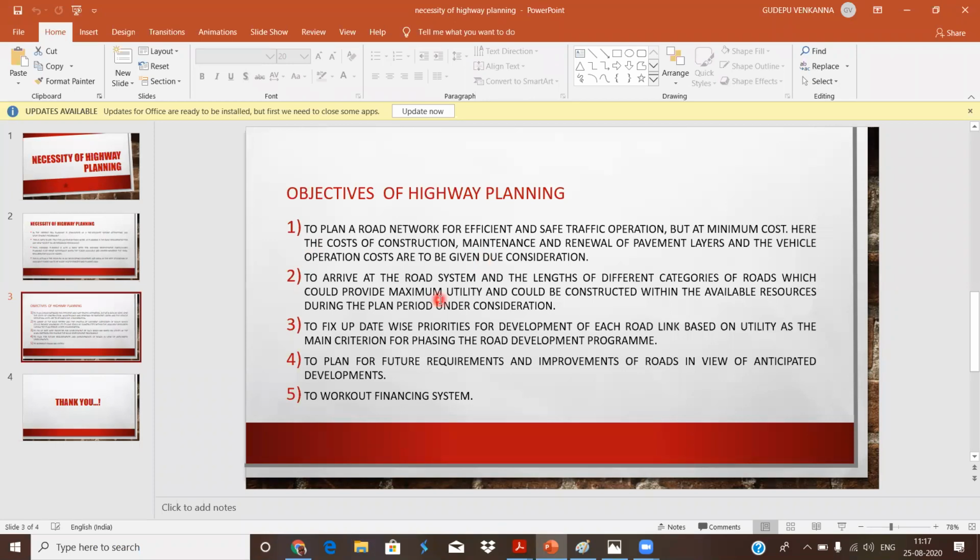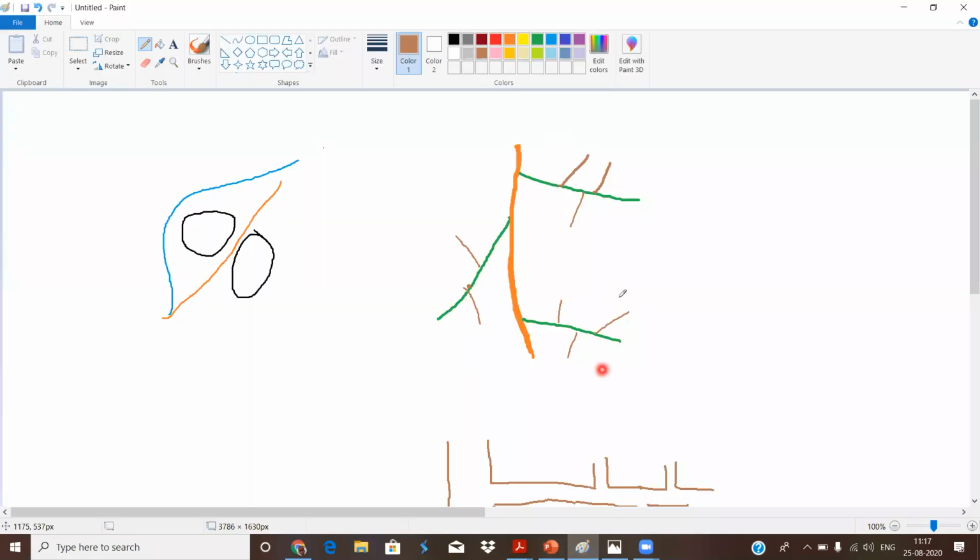Okay, next one: to arrive at the road system with different lengths of categories of roads which could provide maximum utility and could be constructed within the available resources during the planned period. The meaning of this second point is that in a particular area, we have to cover all categories of different types of roads in different percentages. In India, we mainly have national highways, and also state highways and district roads, so that the entire area is covered with all types of roads in different percentages. That is the explanation of the second point.